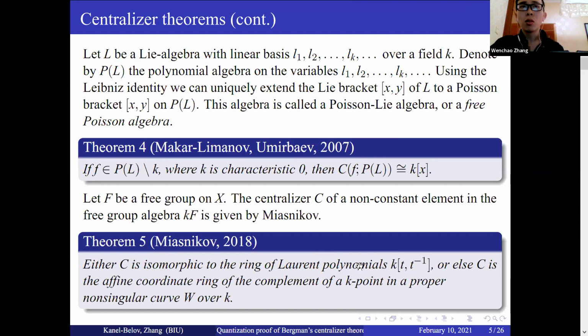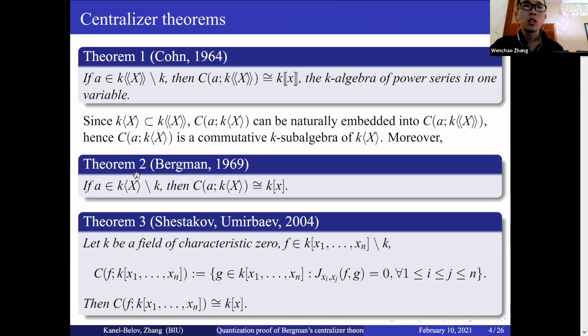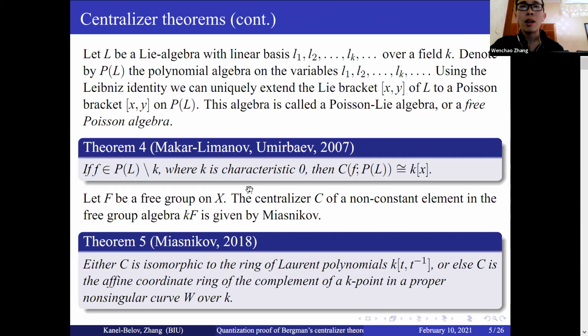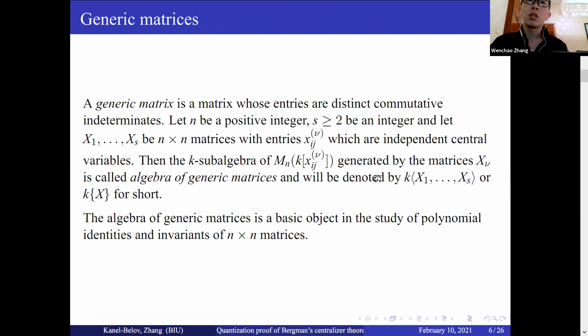These are the centralizer theorems we already know, and today we'll give an additional proof for Bergman's theorem, because it will help us prove others, like the direct result for this free Poisson algebra. But before that, we need some additional tools.